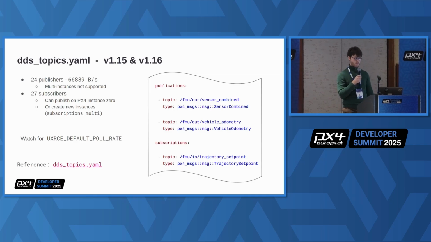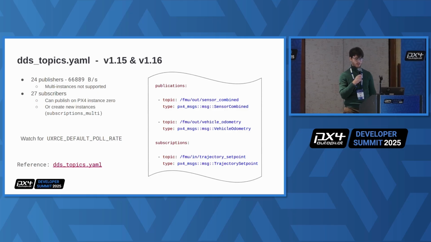There is one YAML file, a DDS topics file, that lists all the topics that PX4 either listens to or publishes to towards ROS. Right now, in our latest stable release, there are 24 publishers that are going at a bit less than 70 kilobytes per second. Therefore, the baud rate, for example for serial, of 921600 is good enough for that, but don't try to run it at less than that, please.